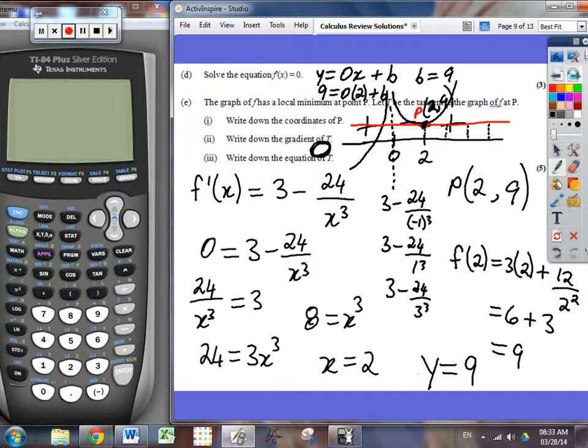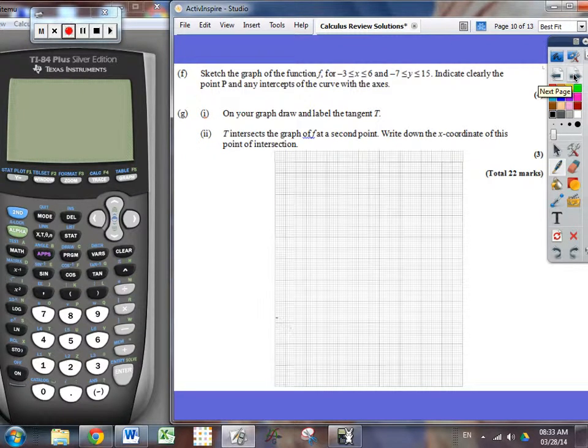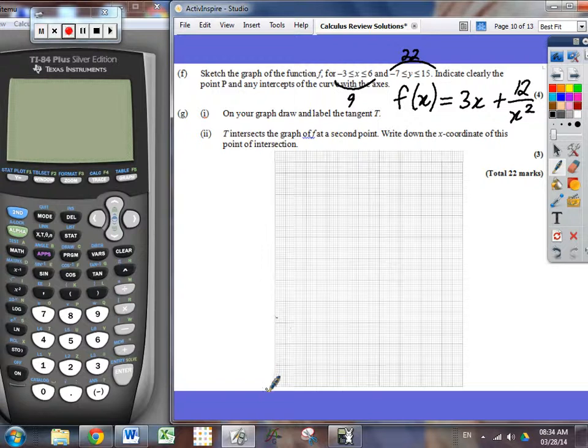Moving on to part F, we need to sketch a graph of this function. I'm just going to recopy the function for myself. So f of x is equal to 3x plus 12 over x squared. Alright, so let's sketch a graph of the function. I can see that I've got a width of the domain of 9 units, and then the width of the range is 22 units. I've already set up my graph paper ahead of time, so it's exactly 22 centimeters tall. And so obviously it goes all the way up to 15 and all the way down to -7.